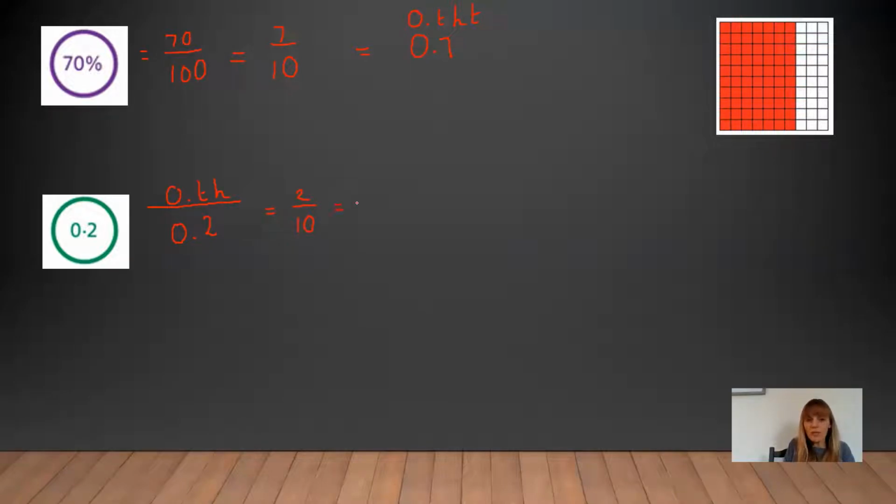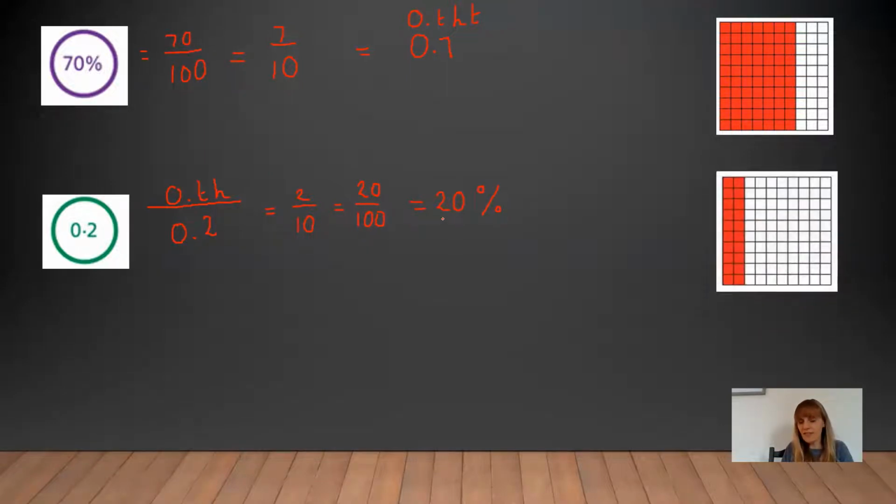Well, to be a percentage, that's got to be out of 100. So I've multiplied by 10, so I've got to multiply this by 10. So as a percentage, this one is the same as 20%. So already, which of these is larger? Well, we can see that 70%, 7 tenths, is much larger than 2 tenths and 20%. And here that is on a grid. 2 tenths are shaded, or 20 out of 100 are shaded in.